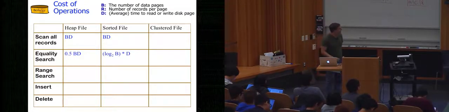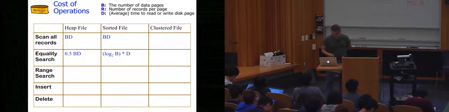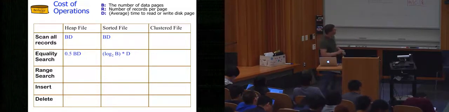This is good. So we finally saw the benefit of sorting our file. There it is. It's that log factor. Very nice. Let's go down to a range search.